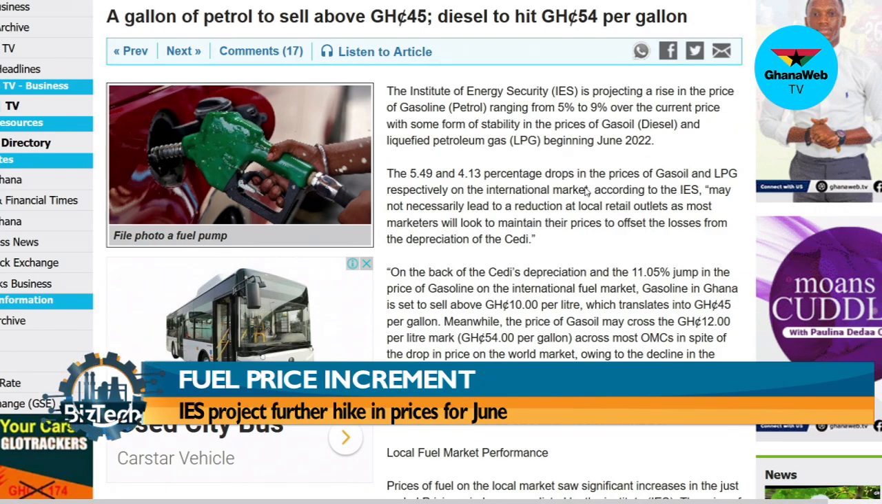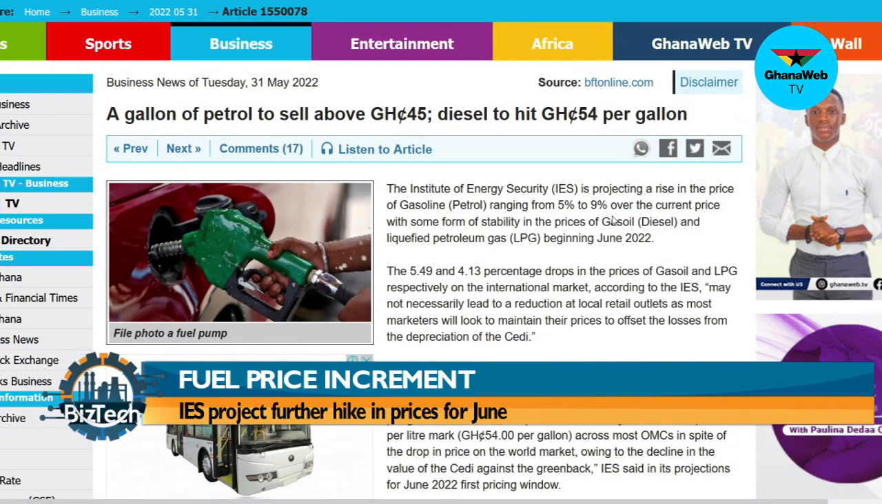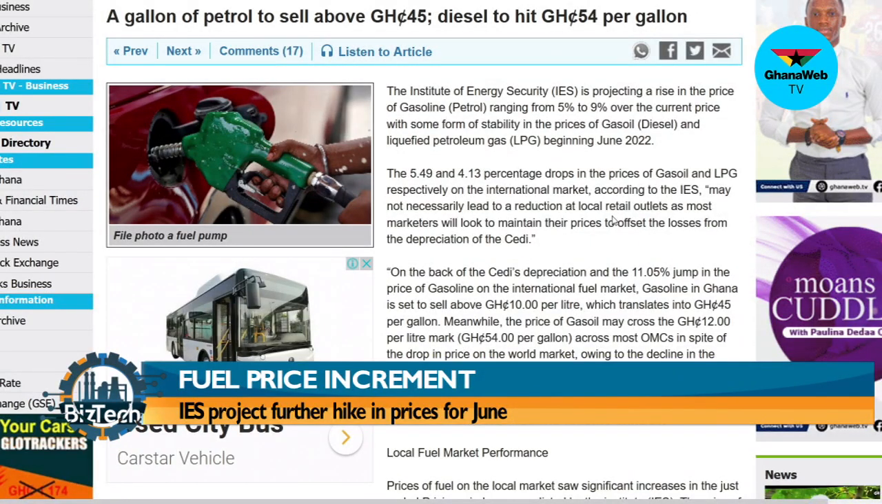The 5.49 and 4.13 percentage drops in the price of gas oil and LPG respectively on the international market, according to the IES, may not necessarily lead to a reduction at local retail outlets, as most marketers will look to maintain their prices to offset the losses from the depreciation of the local currency.